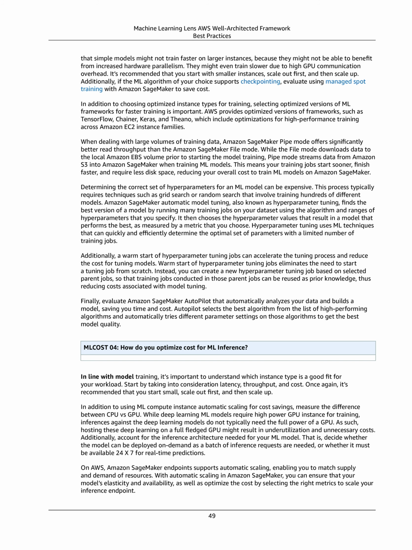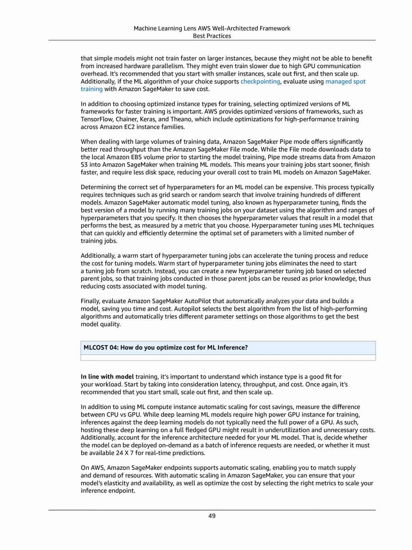cost. In addition to choosing optimized instance types for training, selecting optimized versions of ML frameworks for faster training is important. AWS provides optimized versions of frameworks, such as TensorFlow, Chainer, Keras, and Theano, which include optimizations for high-performance training across Amazon EC2 instance families.